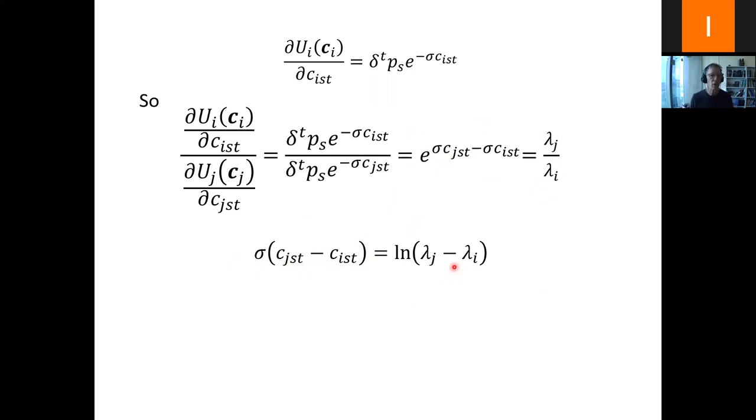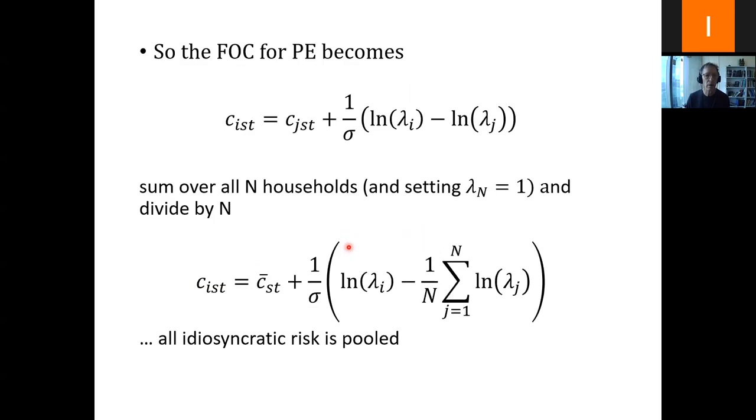Okay. So let's just do a little bit more algebra. Let's just solve this for c_ist. And we've got this. Okay. Now, this is true for c_ist against any other person in that.